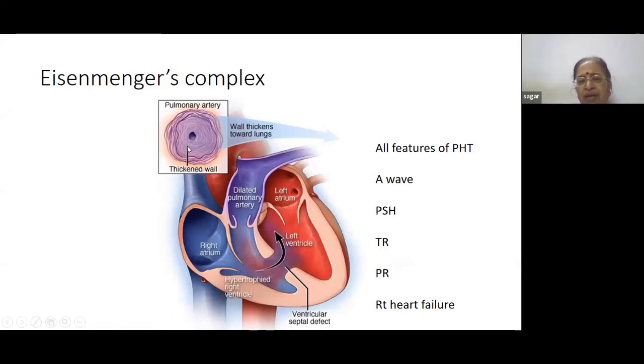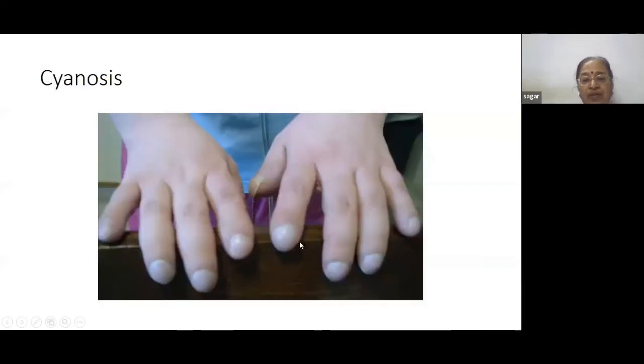So when you see an Eisenmenger's complex, this is what happens to the pulmonary artery. It becomes very thick, and with the hypertrophied right ventricle, there is a reversal of shunt from RV to LV. That's why I said there is no flow MDM. There's not much flow happening at all. So all features of pulmonary artery hypertension, including the A wave, will come in: pulmonary systolic murmur, parasternal heave, TR, PR, and right heart failure. All these things will come because there is a reversal of the shunt at this level. Now, cyanosis and clubbing are features of Eisenmenger's, which can happen in a VSD, in an ASD, or in any shunt that is reversed.